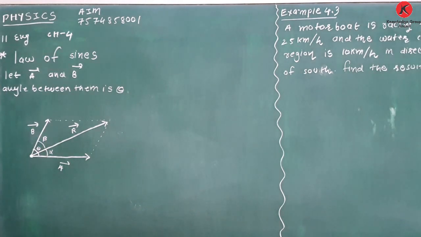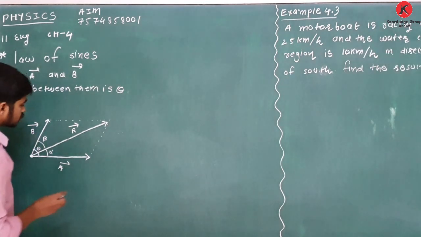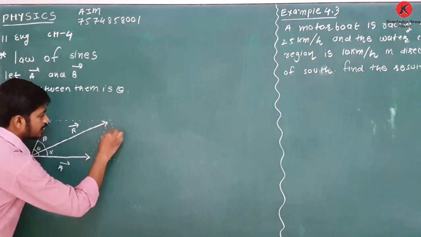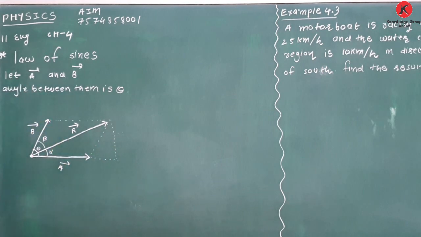What are alpha and beta? Alpha is the angle made by this resultant vector with A. Beta is the angle made by this resultant vector with B. Clear about this? Now how do we obtain this result? First of all, I will extend this like this, and from this point I draw a perpendicular.